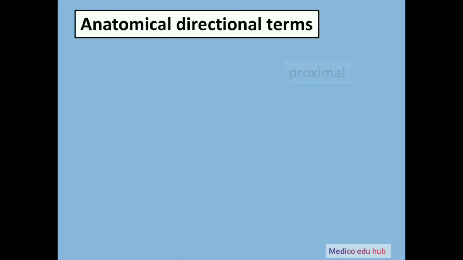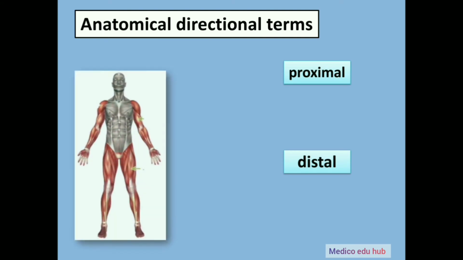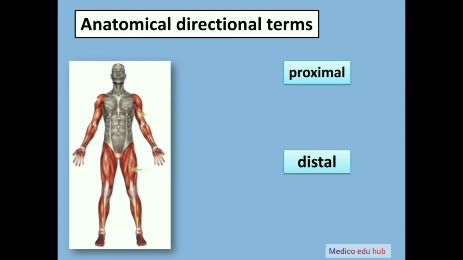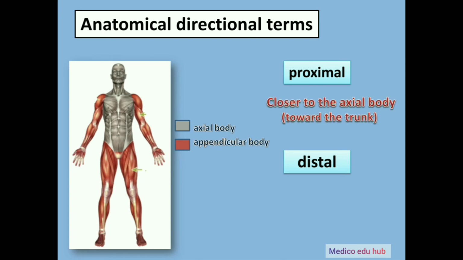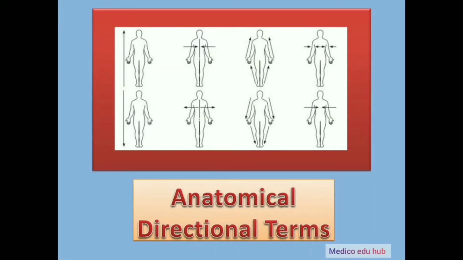In the next slide, we will discuss proximal and distal. Proximal and distal are terms that are usually used when describing parts of the appendicular body. Remember that the axial body consists of the head, neck, and trunk, and the appendicular body consists of limbs that are added to the axial body. Proximal means closer to the axial body or towards the trunk of the body, and distal means further from the axial body or further from the trunk of the body. For example, we would say that the thigh is proximal to the leg, or we can say the leg is distal to the thigh.